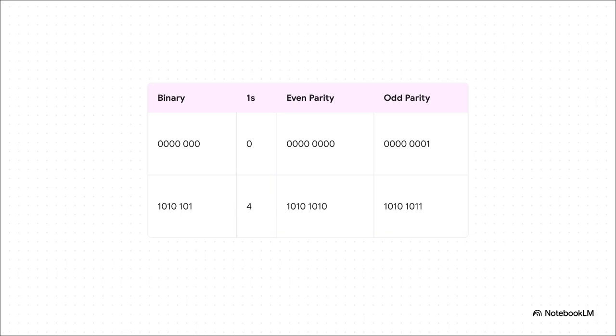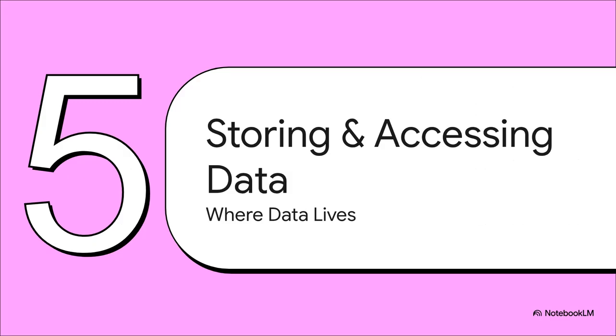If a single bit flips during a network transfer, the parity breaks, and the computer knows the file is corrupted. Now keep in mind, it's not a perfect shield. If two errors happen at the exact same time, they could cancel each other out, and the flawed data would unfortunately sneak right through.